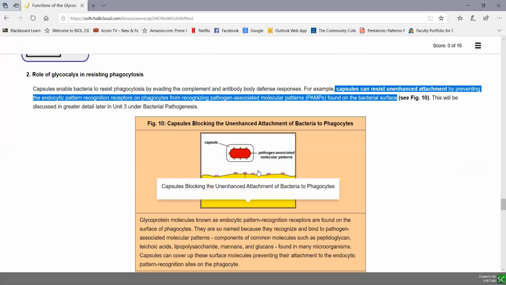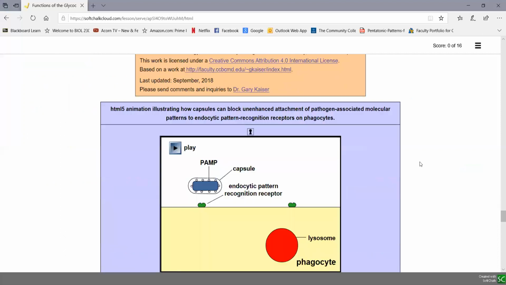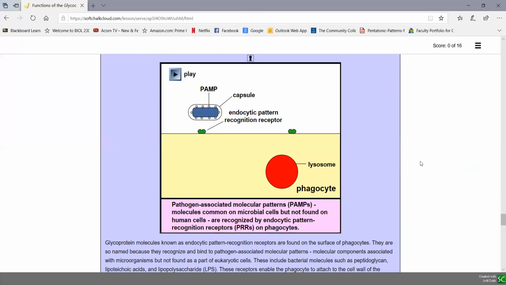So again, here we see in figure 10 that this capsule is rather extensive and it's covering up the PAMPs on the surface of the bacterium. And by covering up, the PAMPs are unable to bind to the endocytic pattern recognition receptors on the surface of the phagocyte. And we see that happening in this next animation here. So there's the capsule surrounding the bacterium and covering up the pathogen-associated molecular patterns, or PAMPs, on the surface of the bacteria, and that's going to prevent them from binding to the endocytic pattern recognition receptors on the phagocytes during unenhanced attachment.